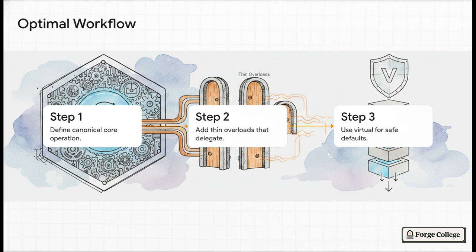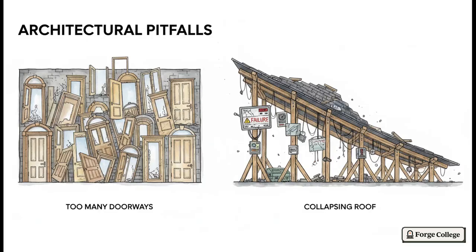Step 2, add what we call thin overloads. These are just extra doorways that format the user's inputs and then immediately pass them, or delegate them, to that main core operation. This saves you from duplicating code. Step 3, only use the virtual keyword when you are explicitly providing a safe default that you actually want others to customize later. And definitely watch out for these architectural pitfalls.